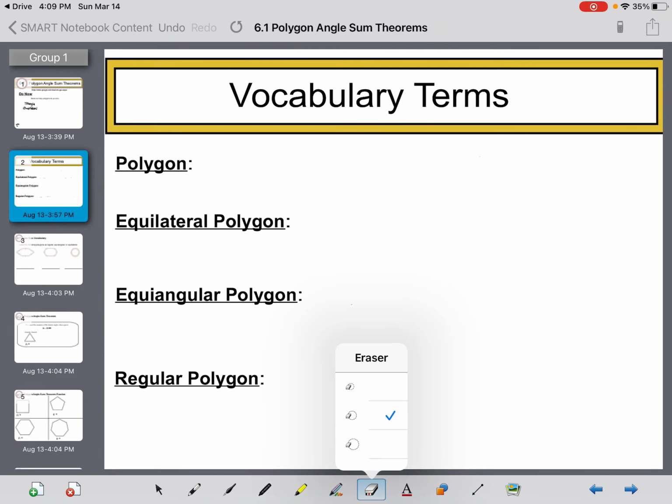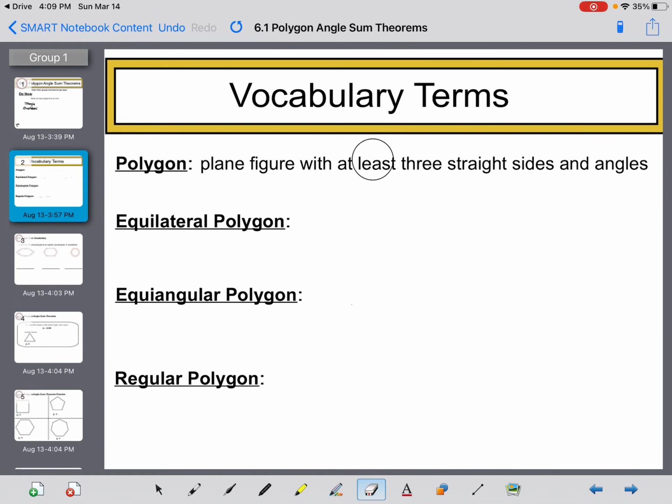Vocabulary terms. A polygon, just a plain old polygon, is a plane figure with at least 3 straight sides and angles. Now there's different types of polygons. Feel free to pause the video if you need to jot down your definitions. An equilateral polygon is a polygon with all sides congruent.